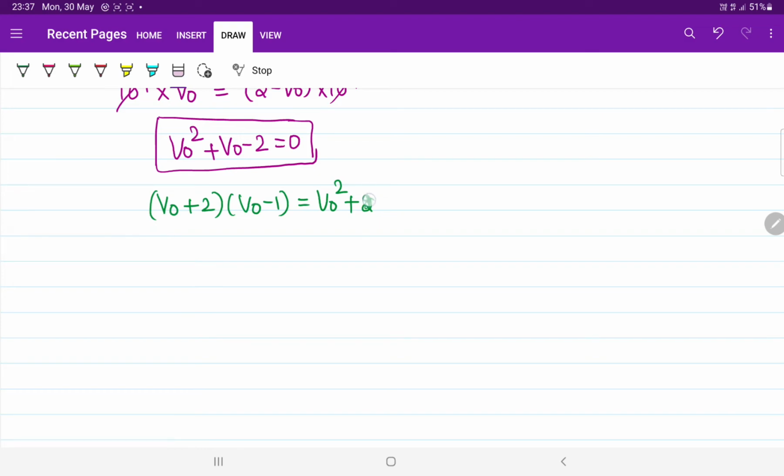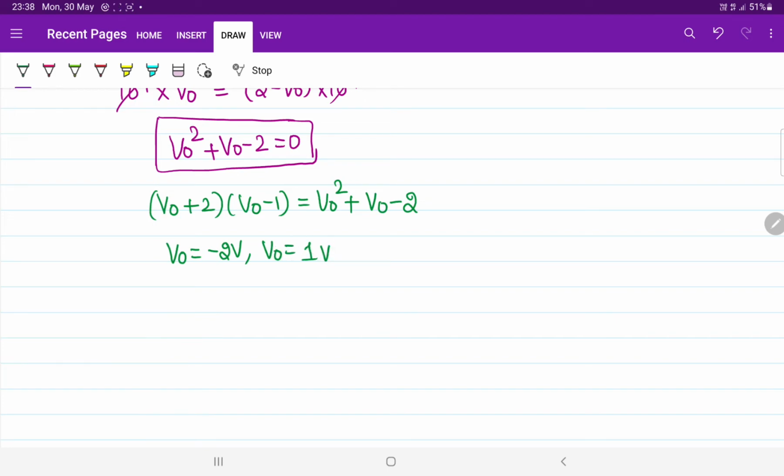So what we will be getting is again V0, 2 times V0 again minus V0, and at last you will be getting minus 2. So the conclusion is, from here I can directly say the value of V naught equals minus 2 volts, and the value of V naught equals plus 1 volt.